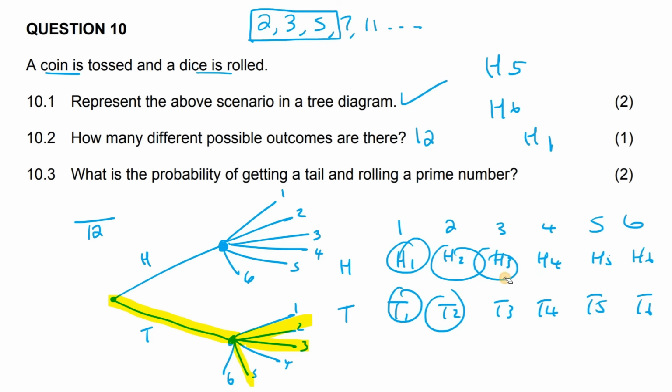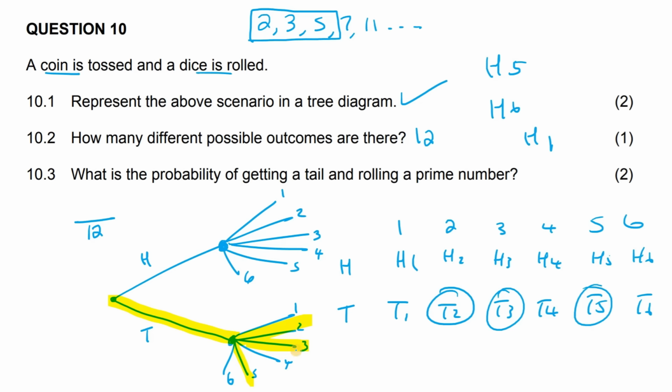Now, out of those 12, to be able to get a tail and a prime number together, it's only going to be a tail and a 2, a tail and a 3, and a tail and a 5, like I showed you over here. So out of 12, there's only 3. Now, if you type it in the calculator, it'll simplify to 1/4.